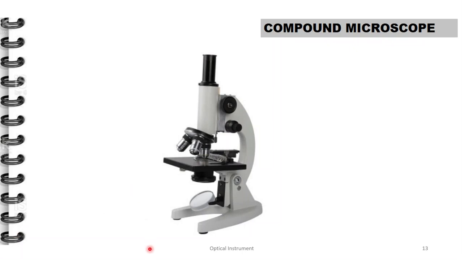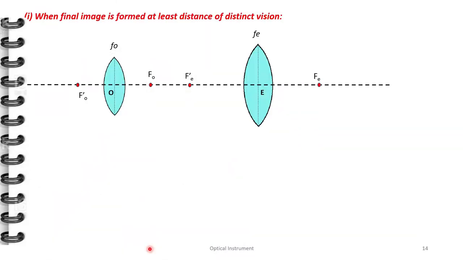Now let's study about compound microscope and how magnification happens in it. The very first thing which we are going to do over here is to derive the formula of the magnifying power when image is formed at least distance of distinct vision. Compound microscope consists of two convex lenses.